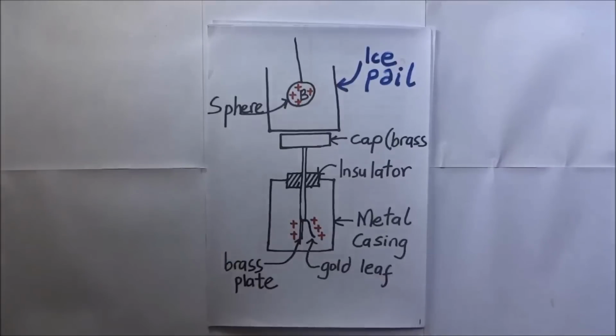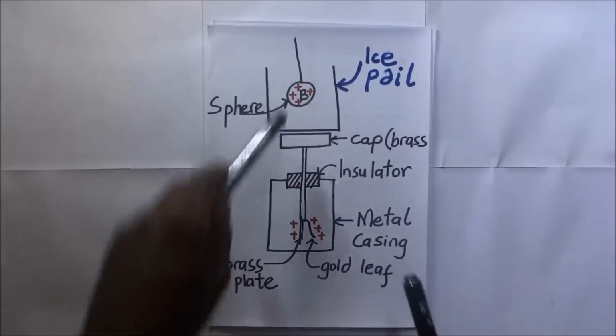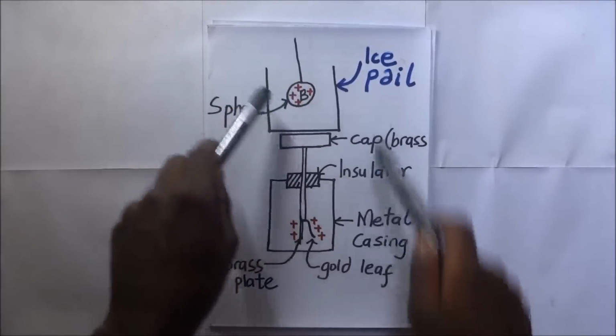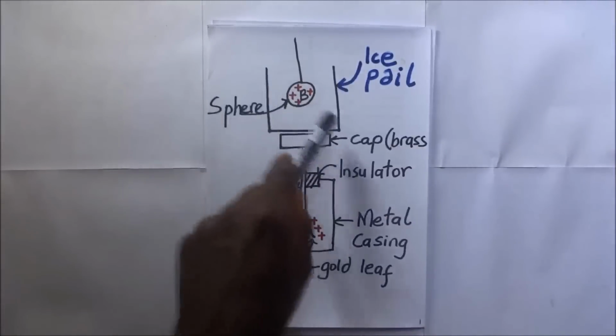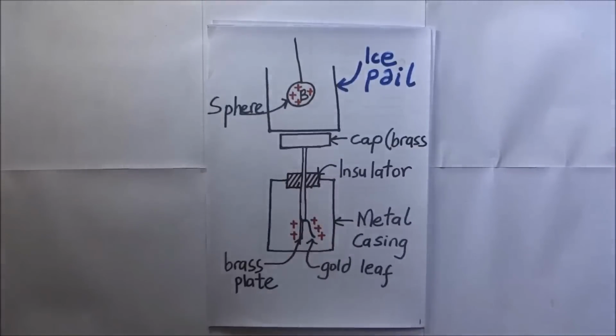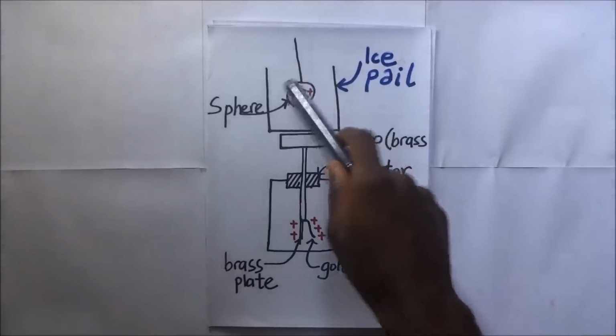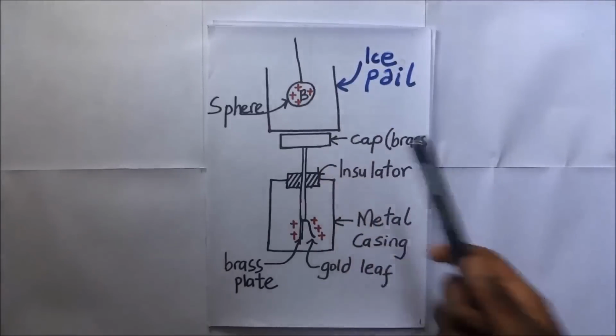Now, to begin with the experiment, remember we said that we are carrying out this experiment to show that no charge resides inside the hollow conductor. So sphere B is put inside an ice pail, but while we put this sphere B inside this ice pail, we do not allow this sphere to touch the walls. We just leave it hanging. So now when we put this sphere and we leave it hanging in space, what exactly happens?